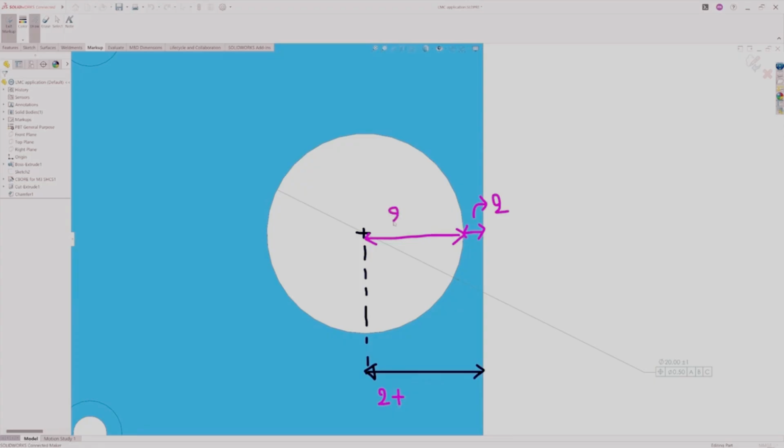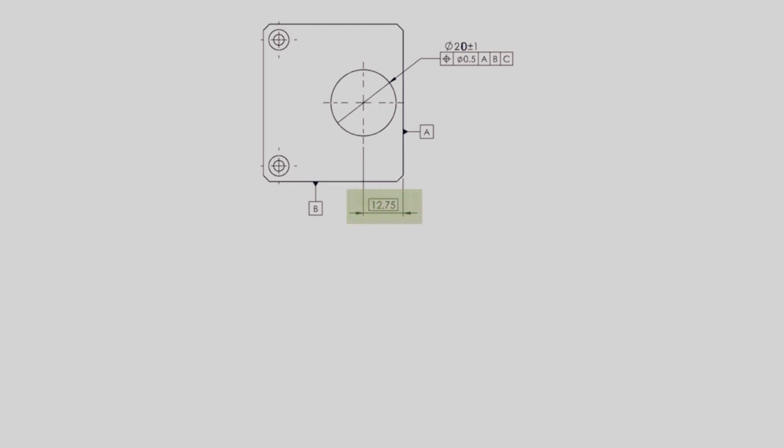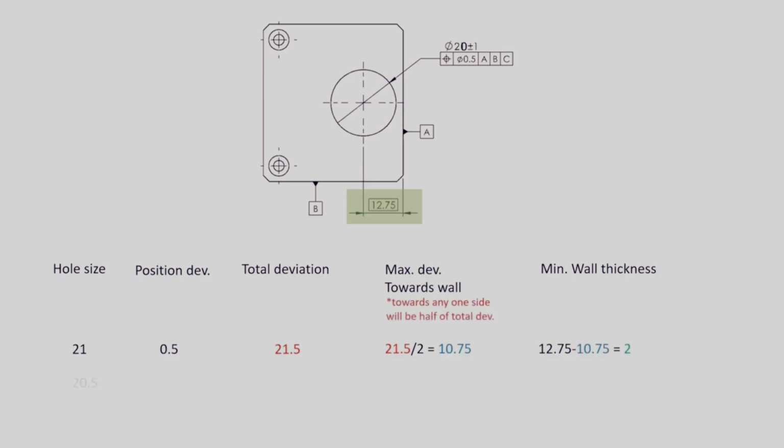the wall thickness, plus the radius of this hole at LMC, which is 21 divided by 2, 10.5 mm, plus the radius of position tolerance diameter, 0.5 mm, divided by 2, 0.25, say 12.75 mm. So if the hole size is at 21 mm at LMC, the position tolerance is 0.5 mm, and the wall thickness is maintained at 2 mm.